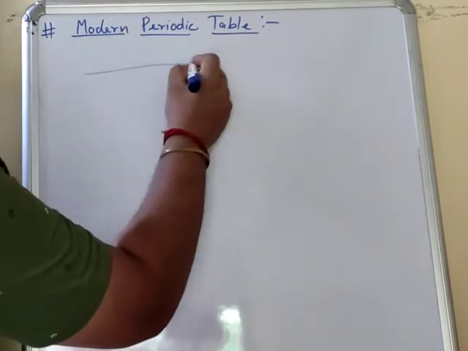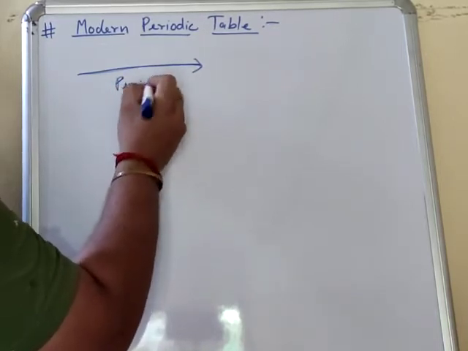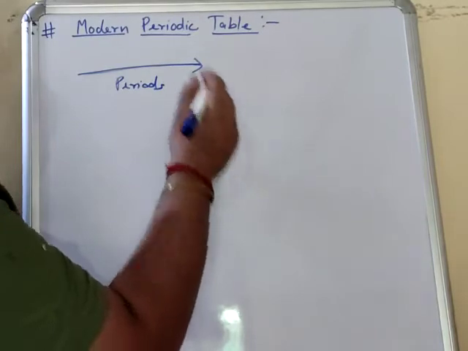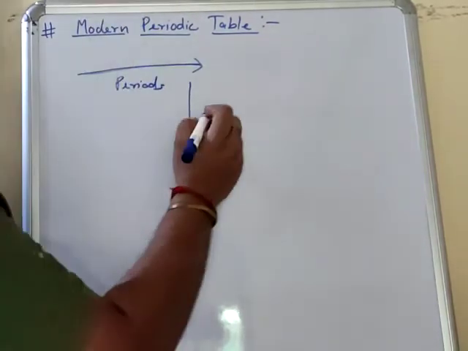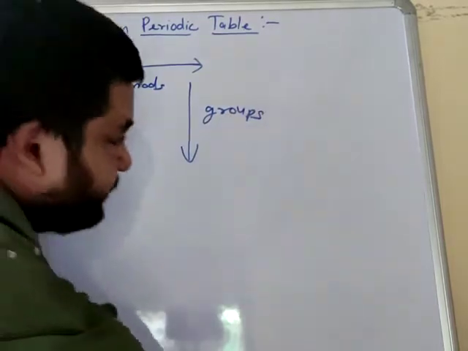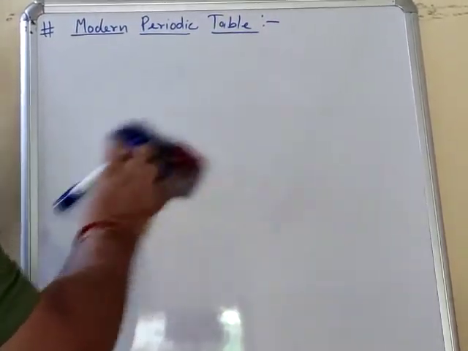Horizontal rows are known as periods, and vertical columns are known as groups. Okay, beta.